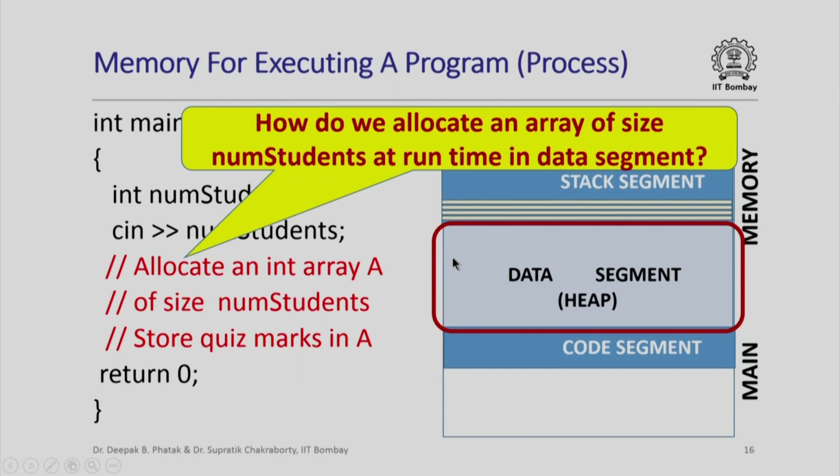So now we must figure out how do we allocate an array of size numStudents at runtime in the data segment. From the constructs of C++ we have seen so far, there is nothing that would allow us to do this. All the variables and arrays were allocated statically in the activation record in the stack segment when the function was called. We could not allocate memory once the function started executing, but now we actually need to do that. So how do we do that in C++?